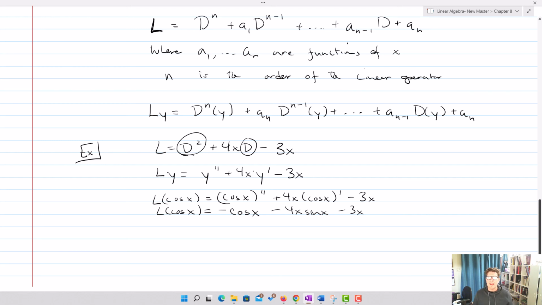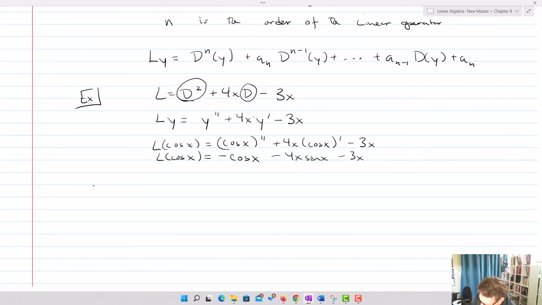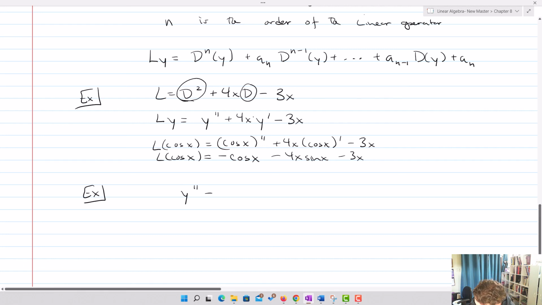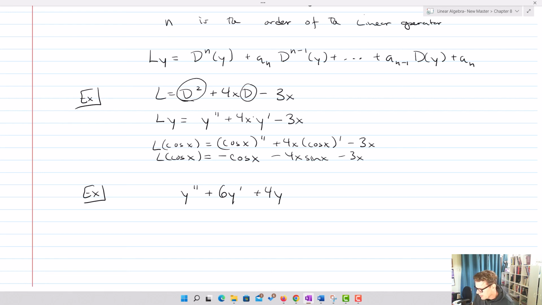Now L is just a way of defining that we have a linear operator. There are lots of different linear operators that we can find. Okay, so if I take another example, say, y double prime plus 6y prime plus 4y, for example. We could even add some kind of function to it if we wanted to.